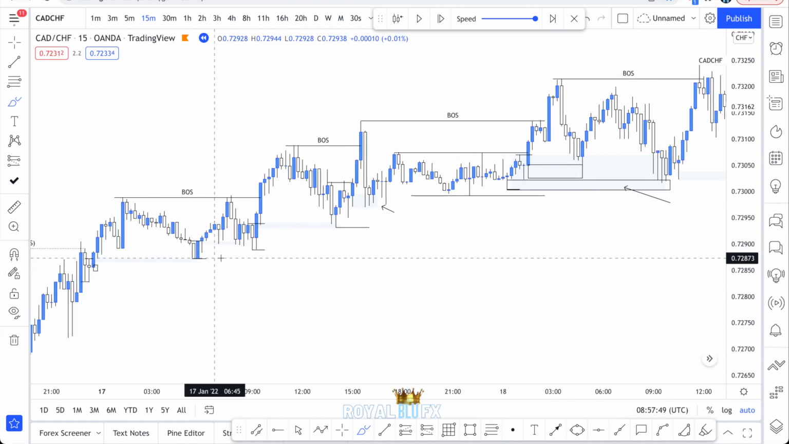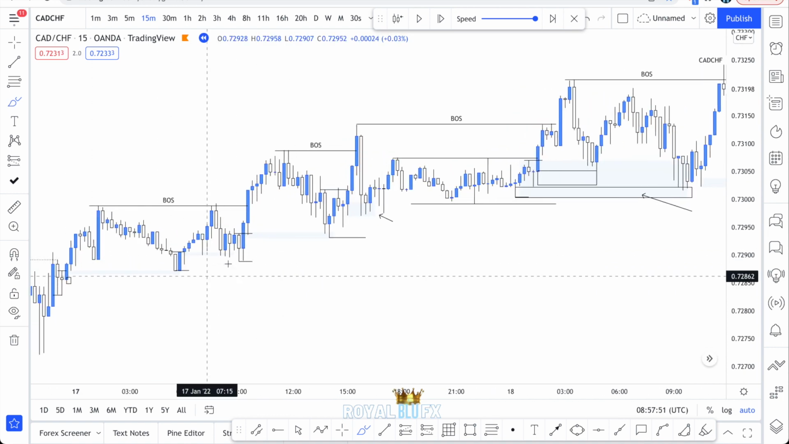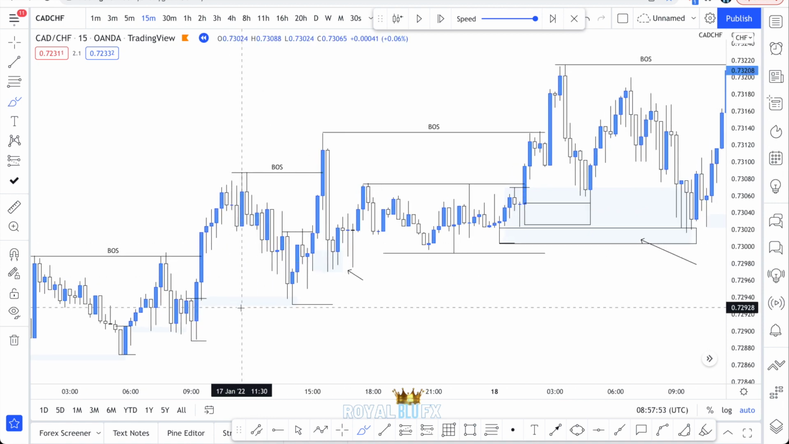That way, this will help you understand. Once you mark everything out, you'll be able to start seeing clearly how these zones work within our last down candle or last up candle.